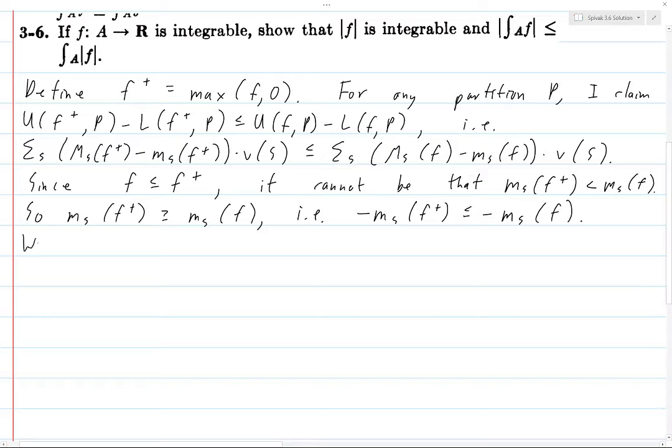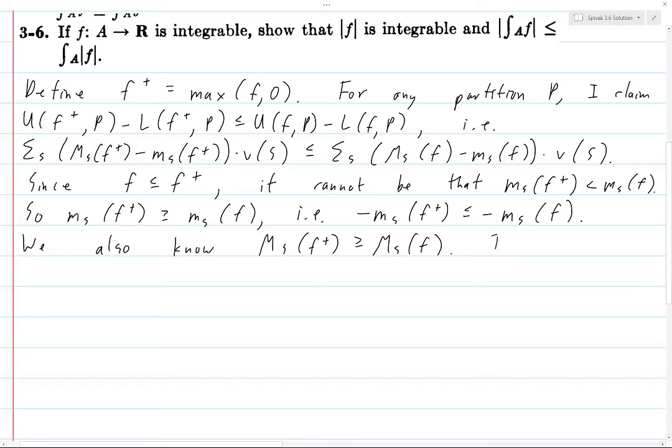So we also know, like I said, that m_S f plus is greater than or equal to m_S f. And actually, now that I think about it, I think I might have phrased that in a misleading way. We're not going to prove that M_S f plus is less than or equal to M_S f. And so capital M_S f plus is greater than or equal to capital M_S f, because f plus is greater than or equal to f.